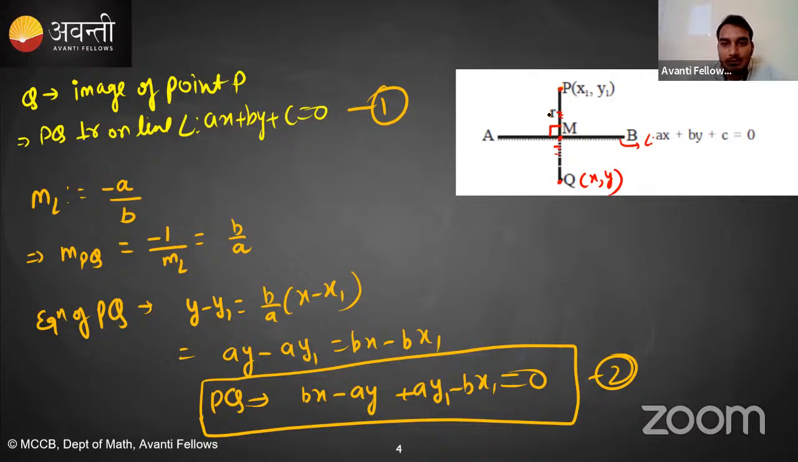So solve the line PQ and line L to get my point M. Now M is equidistant from P and Q, meaning M is the midpoint of PQ. So using the midpoint formula, the midpoint theorem, we can get the coordinates of Q.